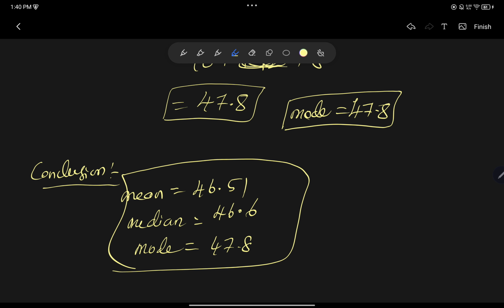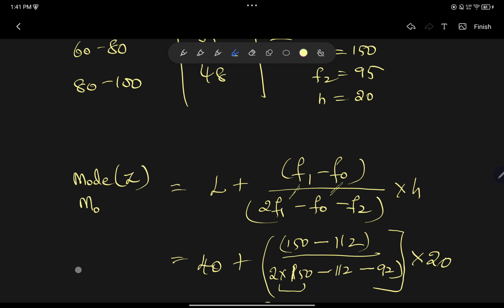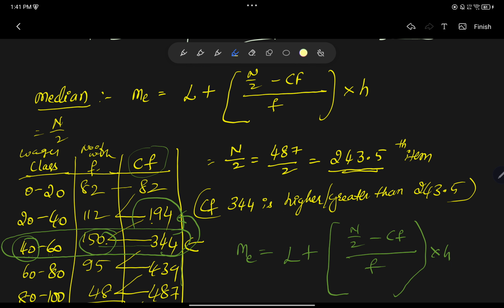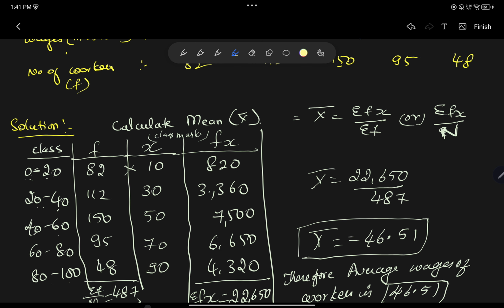I hope that you have understood this. This is a previous year question paper question only. There is no need of solving it separately. I have taken the same question, so I can solve it easily.